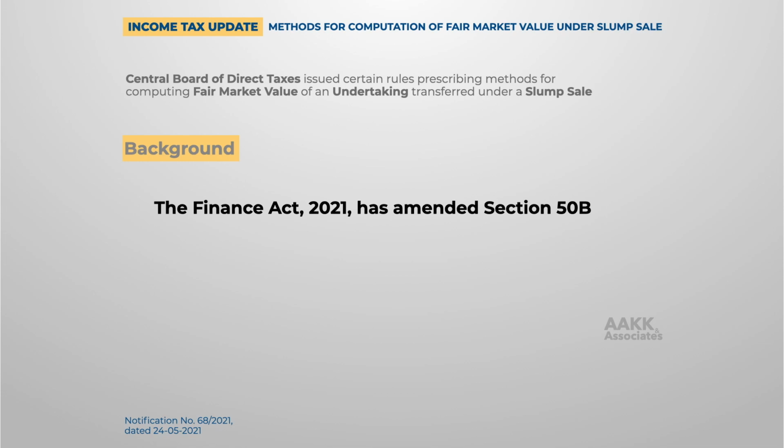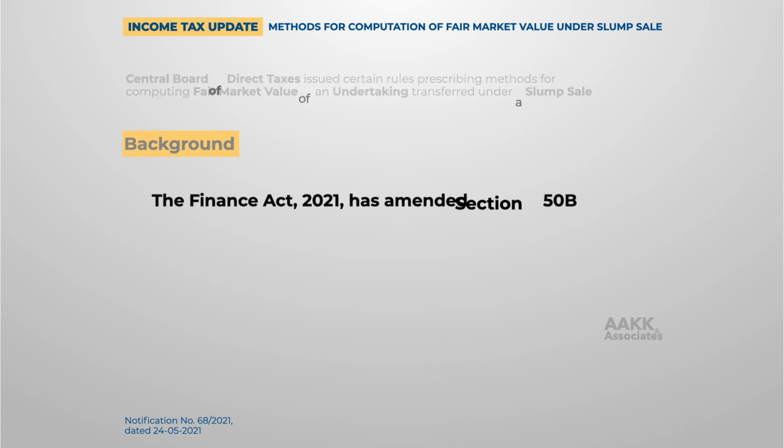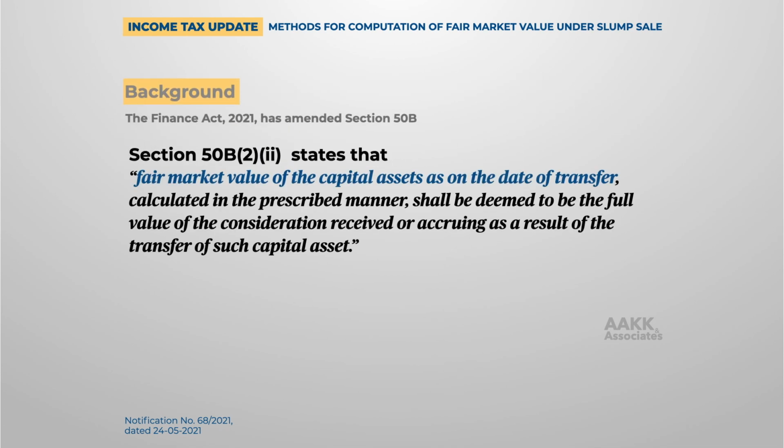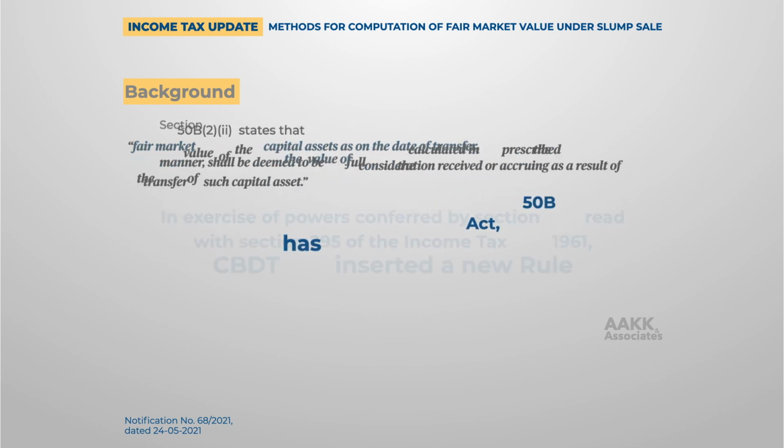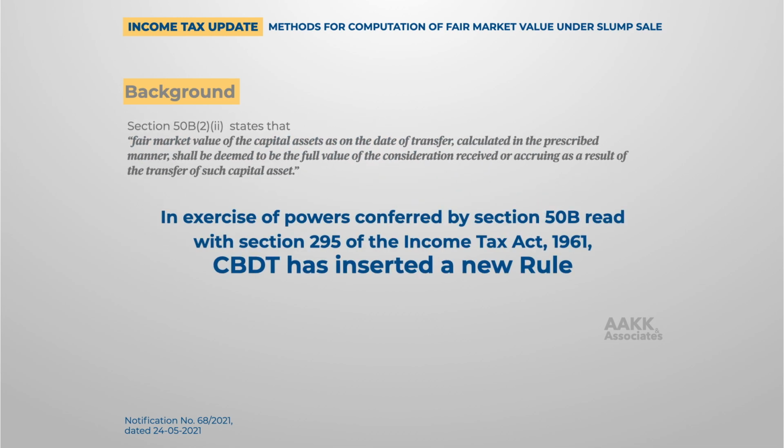Here comes the background for this notification. The Finance Act 2021 has amended Section 50B. Clause 2 of subsection 2 of Section 50B states that fair market value of the capital assets, as on the date of transfer, calculated in the prescribed manner, shall be deemed to be the full value of the consideration received or accruing as a result of the transfer of such capital asset. In exercise of powers conferred by Section 50B, read with Section 295 of the Income Tax Act 1961, CBDT has inserted a new rule.